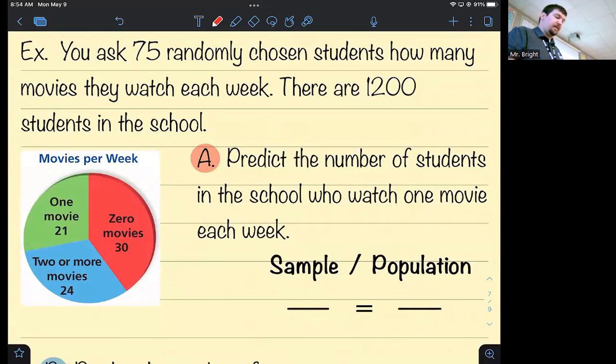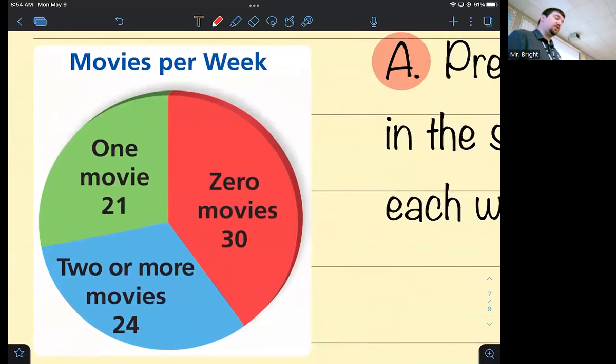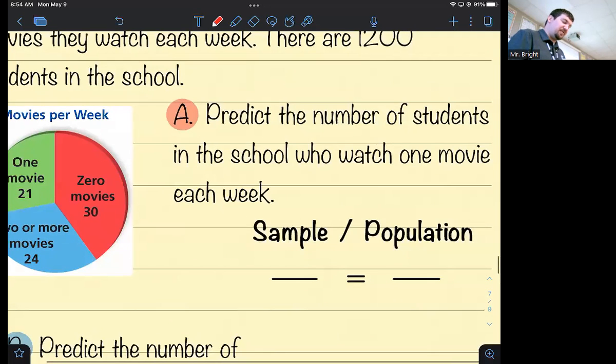This particular student asked 75. We only asked 25. But the way we're going to do it is going to be very similar. You asked 75 students, randomly chosen students. So this is a good survey then. How many movies they watched each week? There are 1,200 students in this school. Of the 75 that they asked, 21 said they watch 1 movie a week, 24 said 2 or more, and 30 said they don't watch any movies during the week. Predict the number of students in the school who watch 1 movie each week.